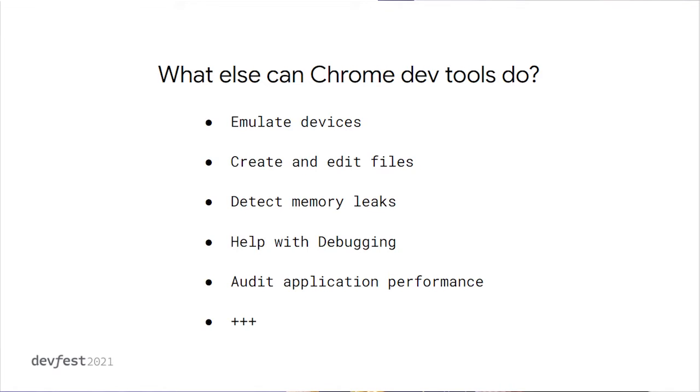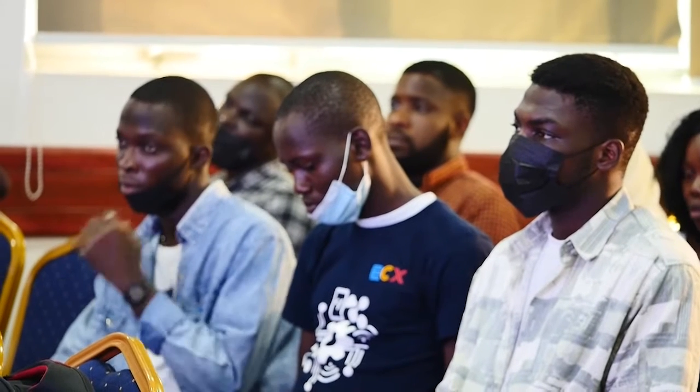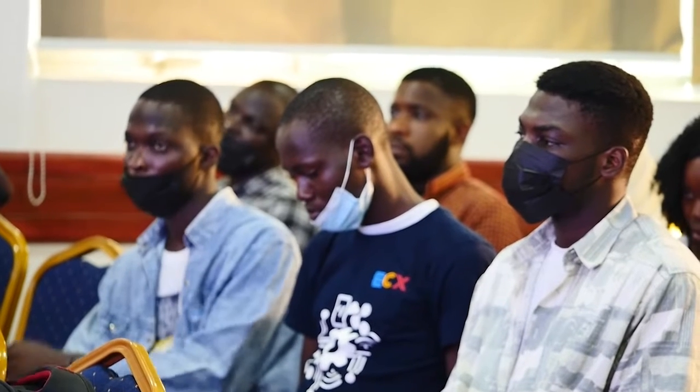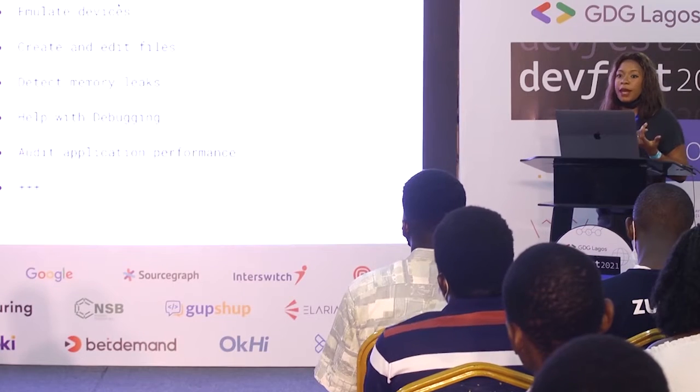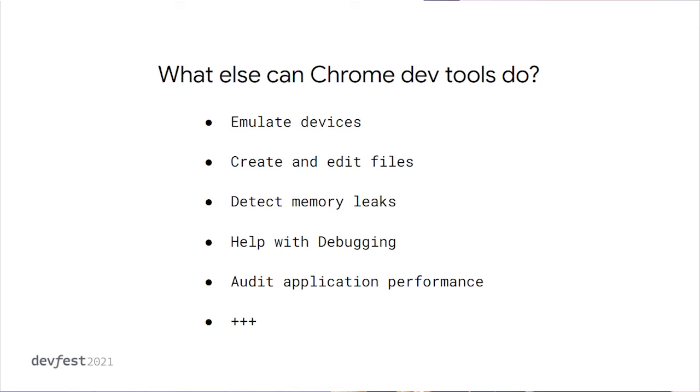Like I already said, there are other things that Chrome DevTools could do, like emulate devices. You can check out what your application would look like or how it would behave on an iPhone, on an Android phone, or any other type of device. You could also create and edit files on your Chrome DevTools. There's also detecting memory leaks and checking the performance of your application.